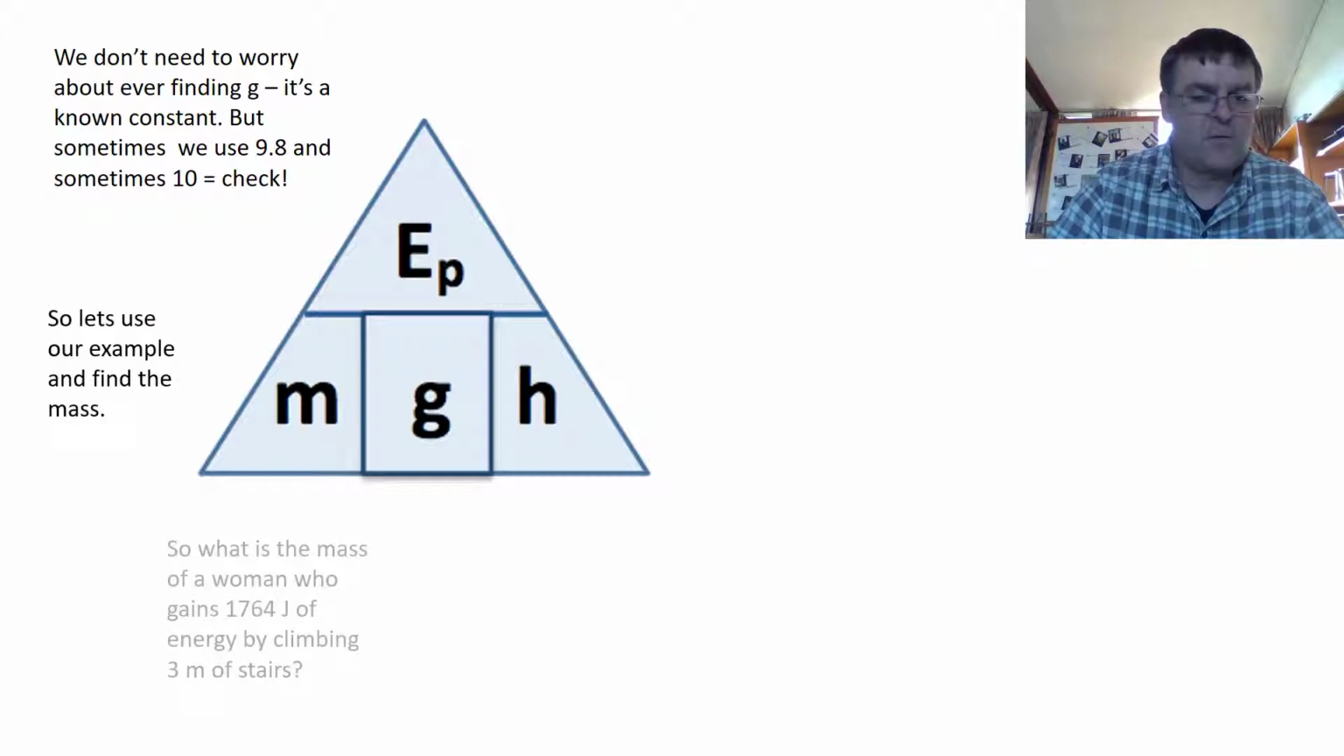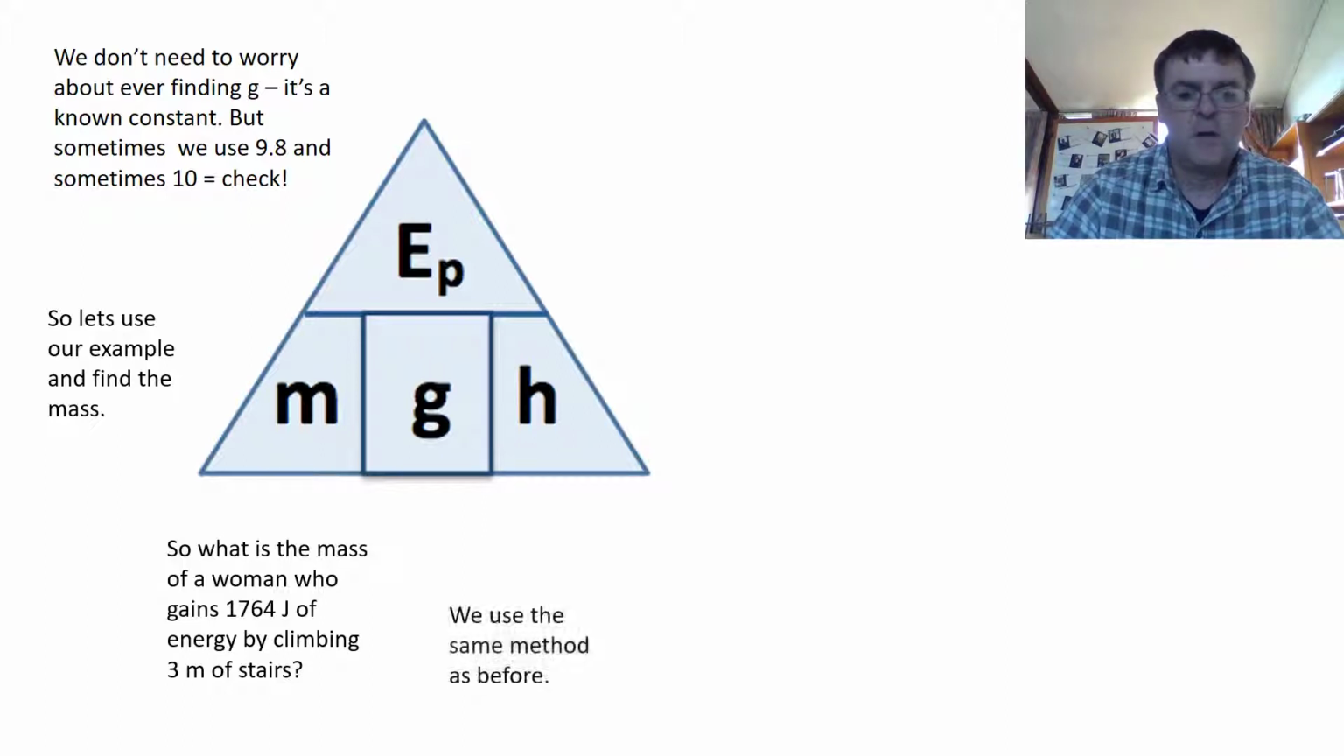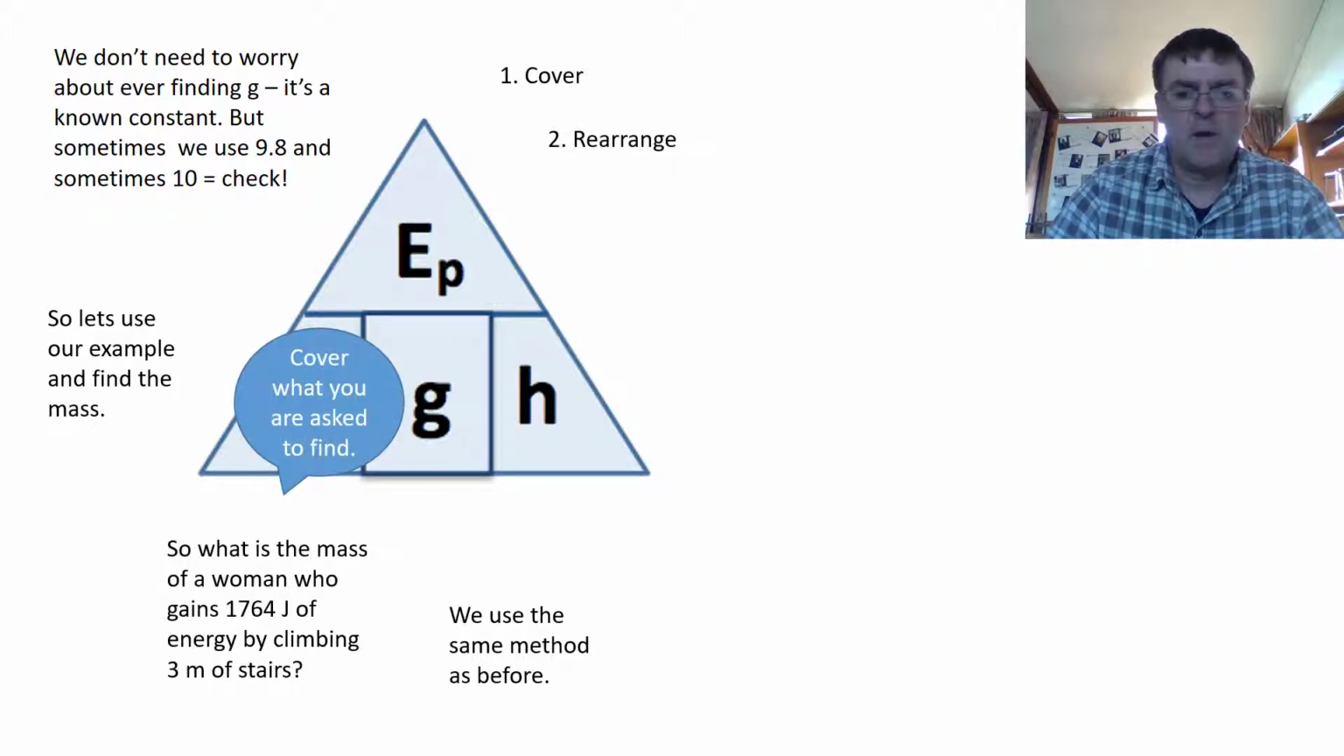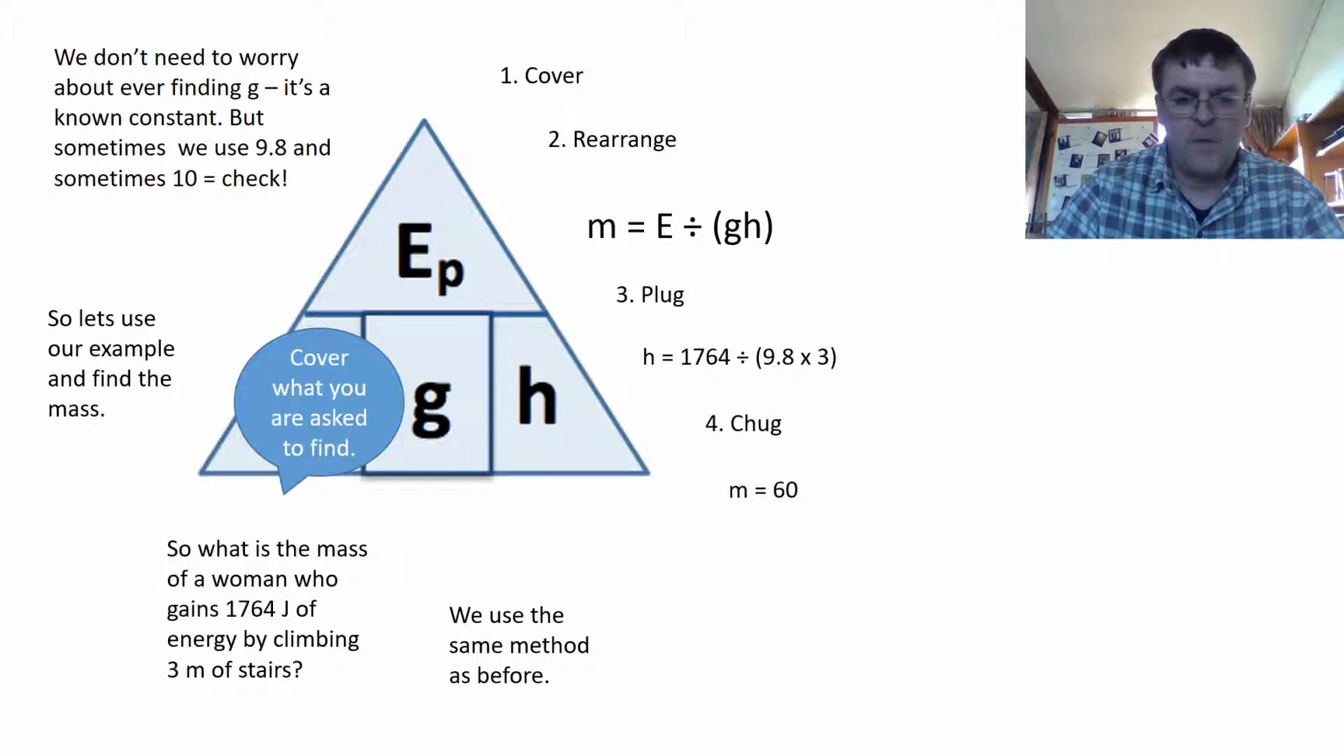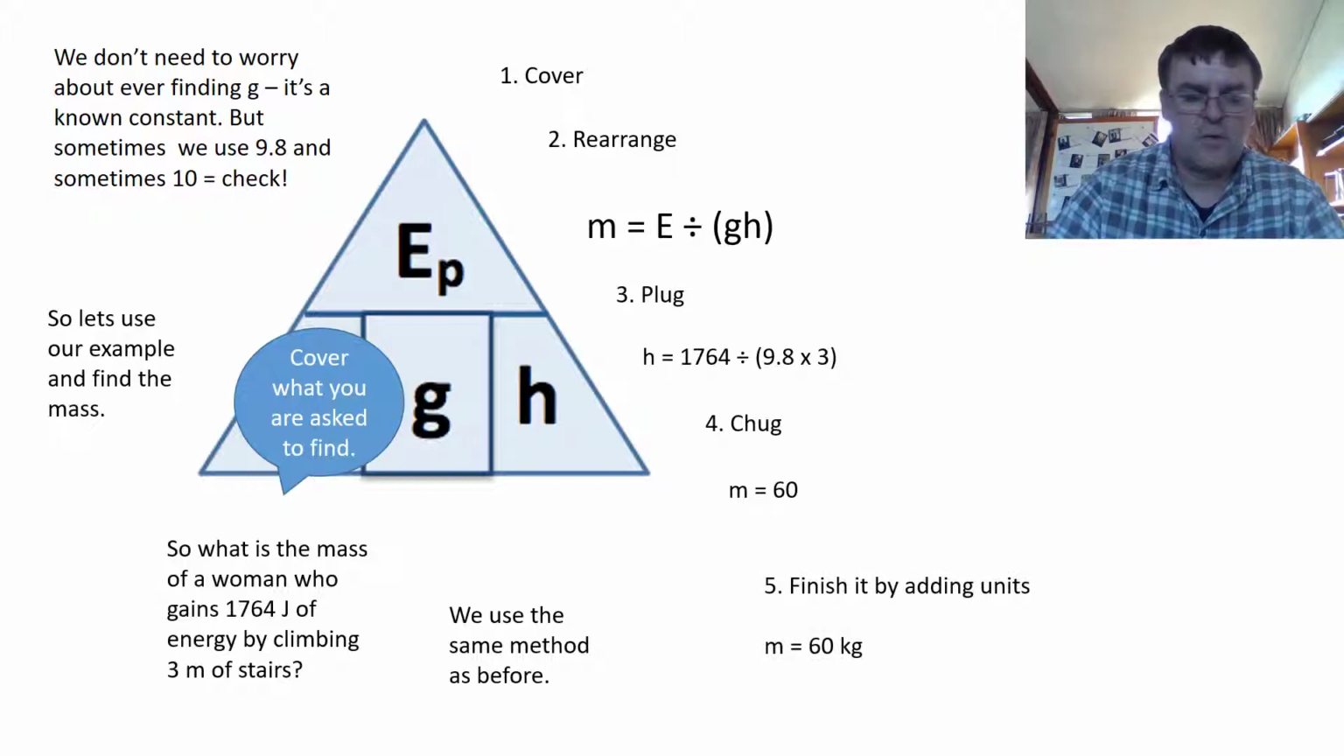So let's find the mass. She's climbed 3 meters of stairs. We know she's gained 1764 joules of energy. Let's use the same method as before. So we cover up what we're trying to find. Rearrange our equation. Mass equals energy divided by G times H. Plug in our numbers. There we go. Chug through our maths. It spits out the number 60. Finish it off by adding the units, so her mass is 60 kilos.